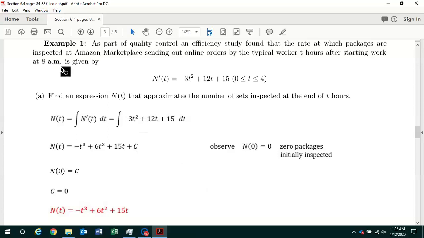Well, workers arrive at 8 a.m., right? They start work at 8 a.m. t equals 0 is equal to 8 a.m. So the number of sets inspected at 8 a.m., or t equals 0, is 0. So we plug in 0 for t, and we get N of 0 is equal to c, right? Because these first three terms will equal 0. And N of 0 is equal to 0, so we just get c is equal to 0. So we replace c with 0, and we have N of t is equal to minus t cubed plus 6t squared plus 15t. So this is the answer to part A here.